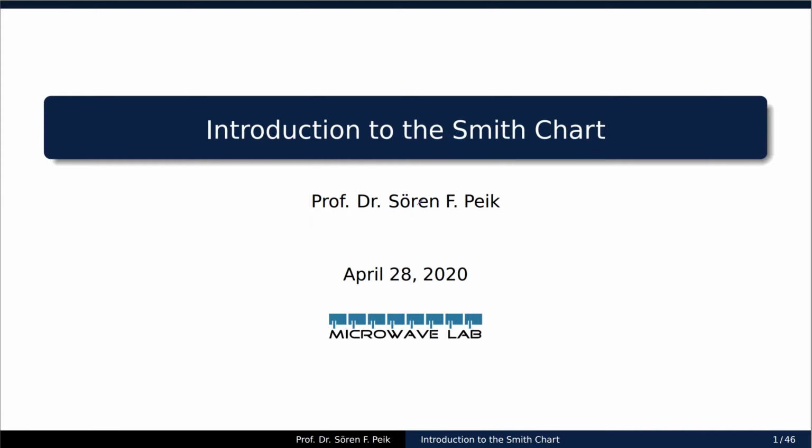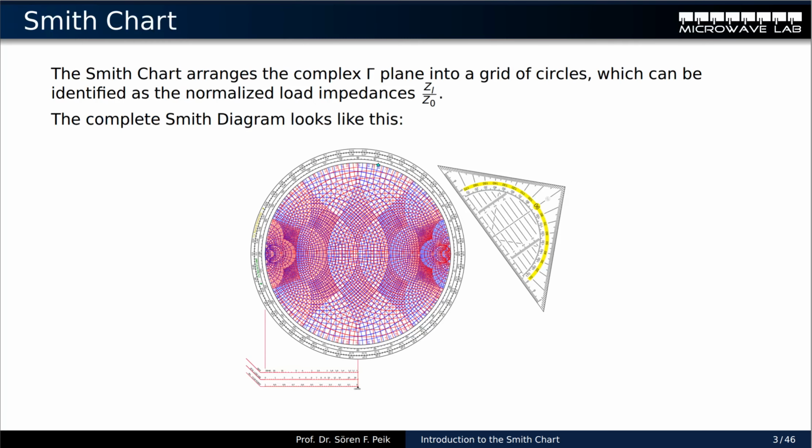In this lecture, I will give you a small introduction to the Smith chart. The Smith chart was invented in 1939 by a guy named Philip Smith, and he was sick of doing all these complicated calculations involved with transmission lines. In order to simplify this, he came up with a graphical tool which does all the calculations for him without the need of using a slide rule or something like that.